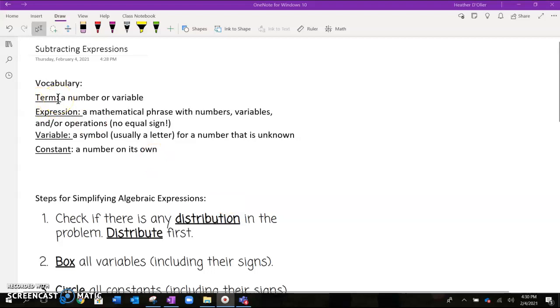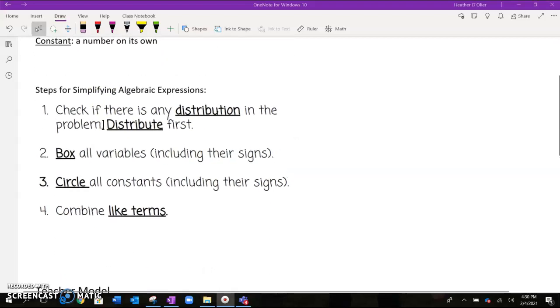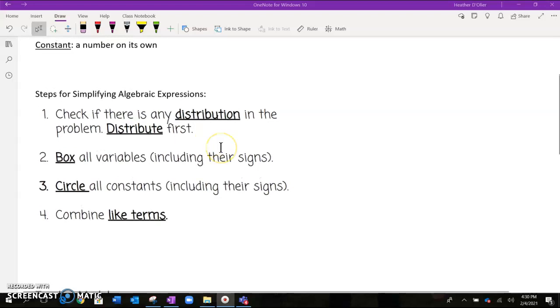So our terms, or all our vocabulary words, are the same. We have a term, and an expression, which is made up of terms, variables, and a constant. Those are really important because that's what we identify in the expression. But our steps are the same. So check if there's any distribution in the problem, then distribute first, if there is. Box all your variables, including their signs, circle all your constants, including their signs, then combine like terms.